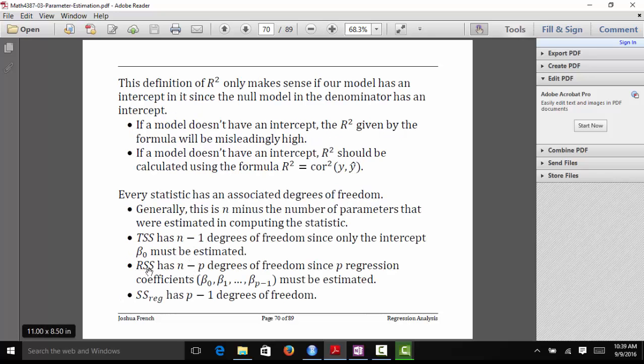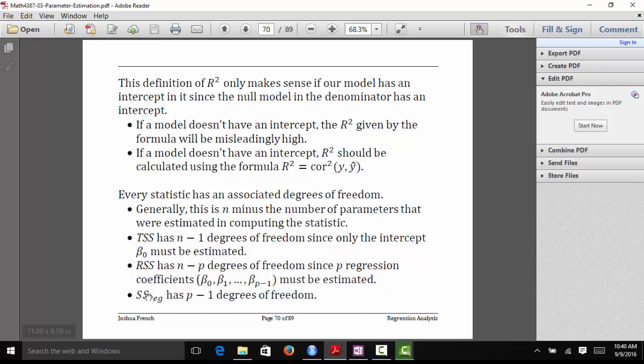The residual sums of squares has n minus p degrees of freedom, since we have n observations, and then in order to compute our residuals, we actually have to estimate beta naught, beta 1, up to beta p minus 1. So we have to estimate the p regression coefficients. So the residual sums of squares has n minus p degrees of freedom, the number of observations minus the number of parameters that we had to estimate along the way.